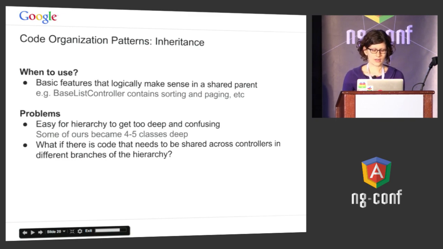Inheritance, you all know what inheritance is, I hope. It's good to use, we found, when you have basic features that logically make sense in a shared parent. For example, we have lots of lists of objects. So we have a shared base list controller, which contains common things like sorting and paging, et cetera. And the other controllers inherit from it. The problem with inheritance, though, is that it's easy for the hierarchy to become too deep and too confusing. Some of our classes got to the point of having 4 or 5 parents in them. But more importantly, a lot of code needs to be shared across controllers that are not in the same branch of the hierarchy, so you can't even use inheritance.